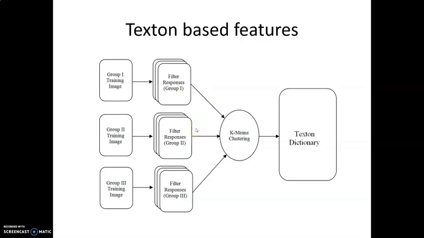Now, if we want to find out the most commonly occurring pattern in each of these groups, that can be done with the help of clustering. So what will clustering do? Clustering will cluster all these filter responses into different representative responses. So this is what clustering is going to do. And then once we have the cluster centers, those cluster centers are actually parts of the dictionary. These are the words which are available in the dictionary.